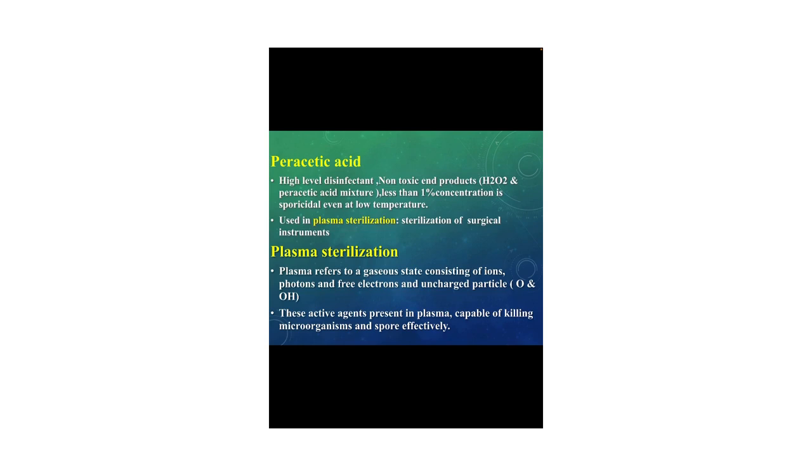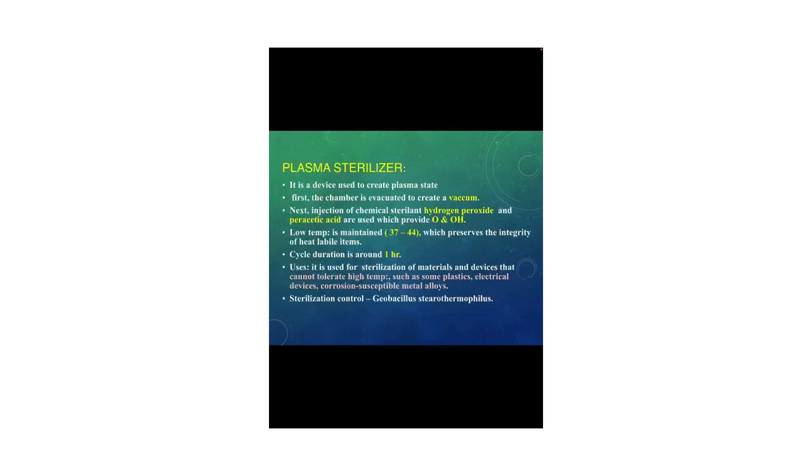What does plasma sterilization mean? Plasma refers to a gaseous state consisting of ions, photons, free electrons and uncharged particles. To create a plasma state, first the chamber is evacuated to create a vacuum. Next, a chemical sterilant such as hydrogen peroxide or peracetic acid is injected to sterilize. It is mainly used for the sterilization of plastics, electrical devices, and corrosion-susceptible metal alloys.